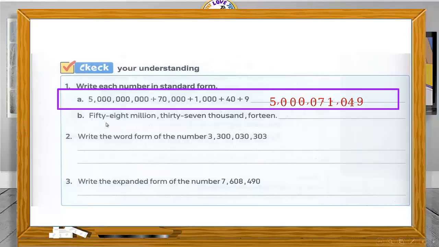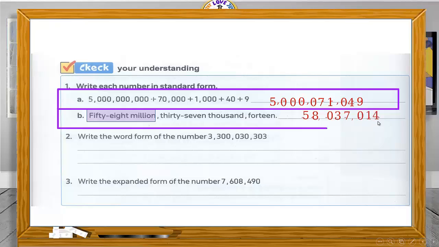B, 58 million 37,014. Highest period is million, meaning you should have 3 periods only. 58 means the 5 in 10 million, 8 in 1 million. 58 million. 37,000 in thousands place we have 37. Here nothing, 0. Here 3, 7. Last period we have 14. 14 means in hundreds place nothing, in tens place 1, in ones place 4.